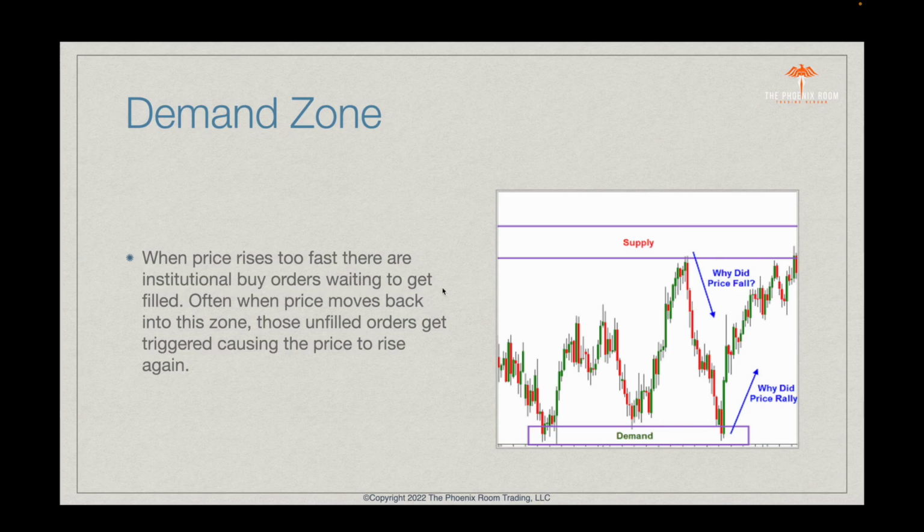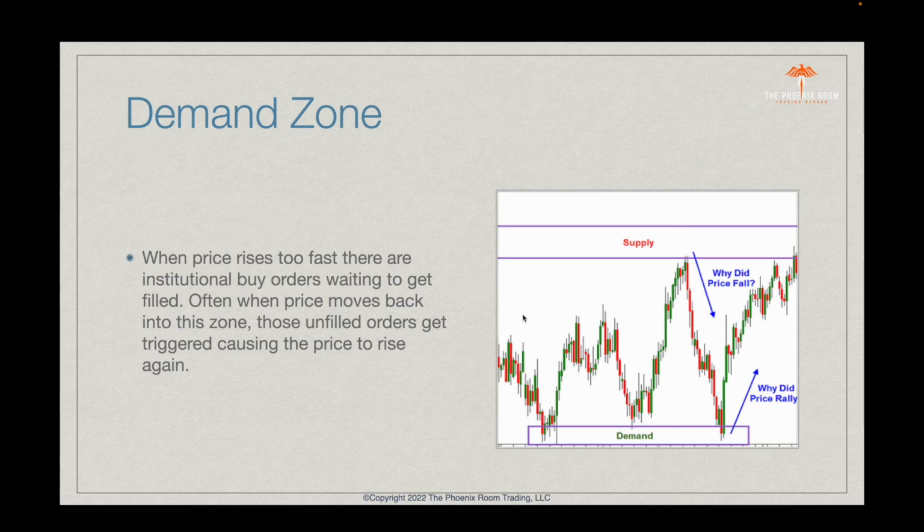When price rises too fast, there are institutional buy orders waiting to get filled. Often when price moves back up into this zone, those unfilled orders get triggered, causing the price to rise again. So you have the stock move up, creates this demand zone, comes back down, hits the demand, buy orders come in, demand hits, goes up, hits the supply zone, sell orders start getting triggered, price falls back down into the demand, gets hit, comes back up.